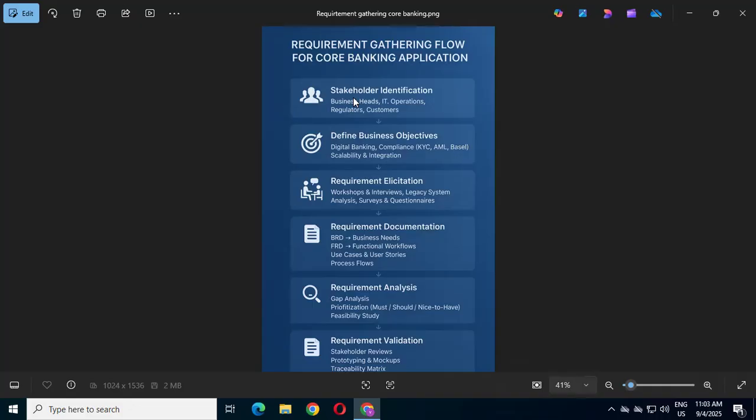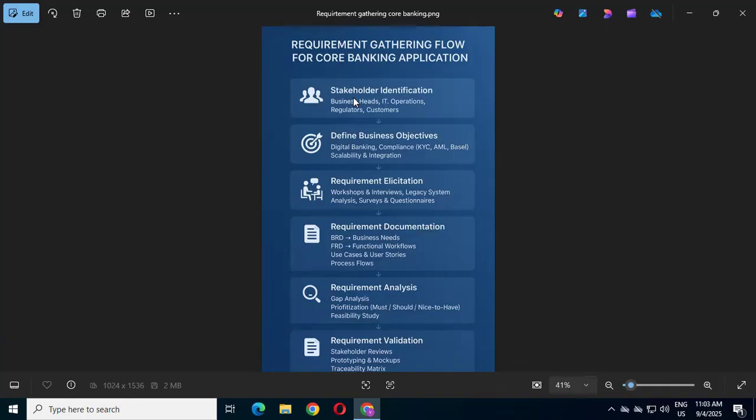From our banking application point of view, it can be business heads, it can be the IT operations team, or it can be the regulatory team, customers. So all these people are stakeholders. Stakeholder identification is one of the key and important things that we need to do.